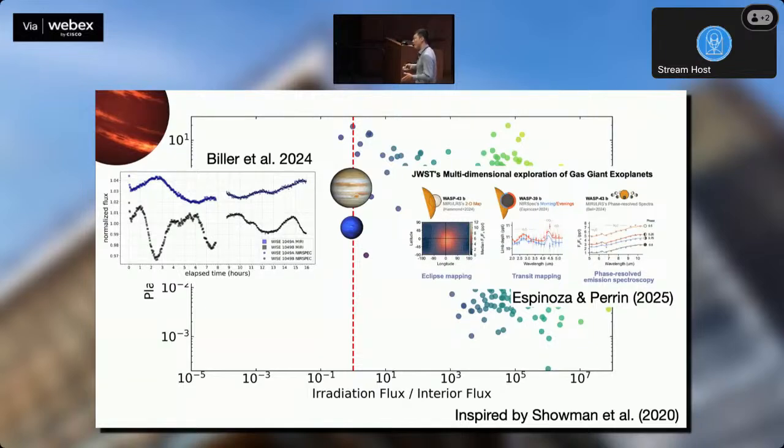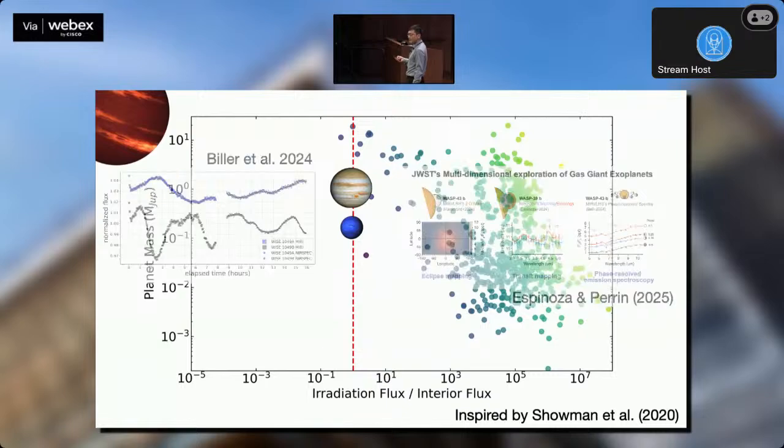objects with very high internal heat, but not irradiated. And their weather patterns look very different. Within a day, storms can brew, and their light curve patterns can totally change.